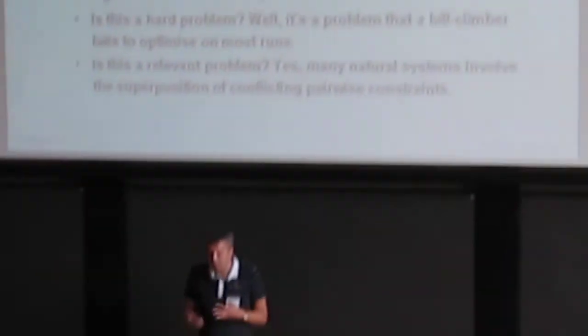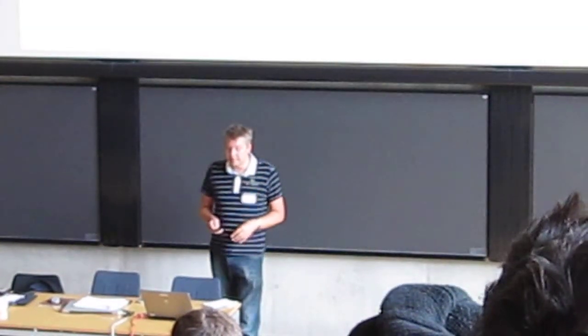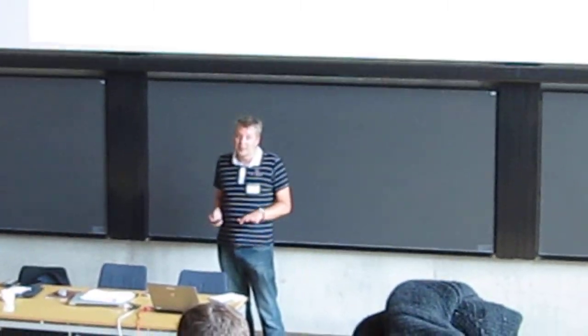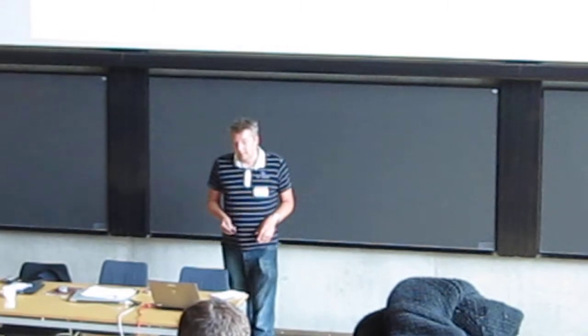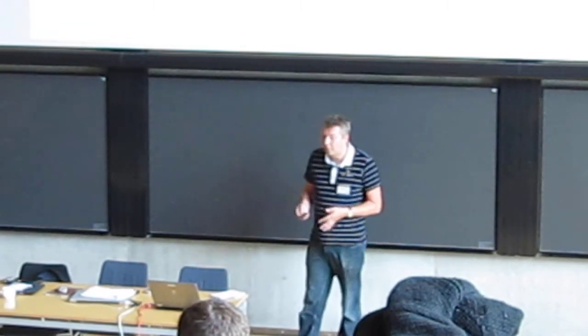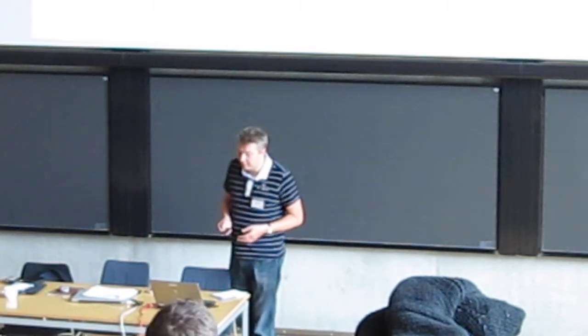So no algorithm can solve all problems. It has to be a problem that's built out of a superposition of pairwise constraints, which is the kind of problem I set out to solve in the first place. Is this a hard problem? Well, it's a problem that a hill climber doesn't solve as well as this does. Is it a relevant problem? Well, many natural systems involve the superposition of conflicting pairwise constraints, like species competing for a resource.